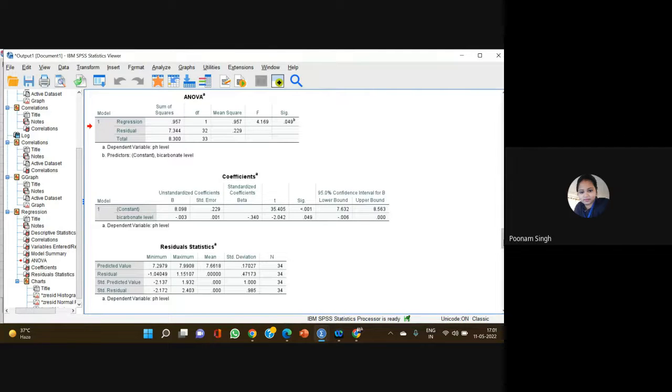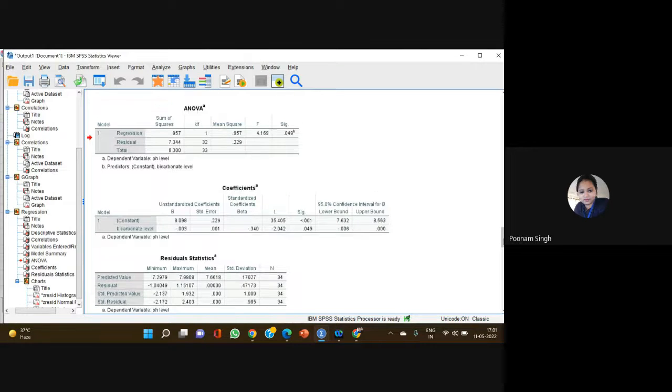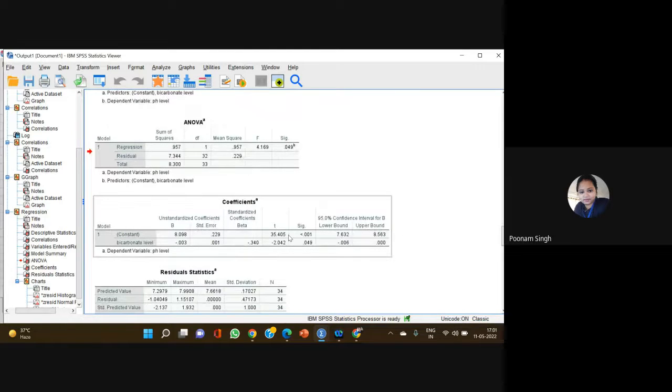Coefficients. Okay, the most important thing. Now we know that the ANOVA table tells that the model works. Now how it works, meaning what will be the values of your coefficients A and B. Finally, we want the values of our coefficients, A and B. This unstandardized B shows your coefficients, that is 8.098 and minus 0.003.